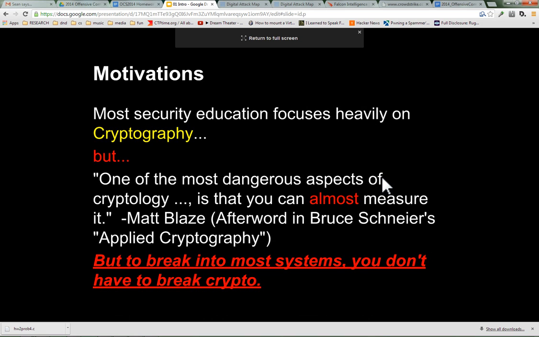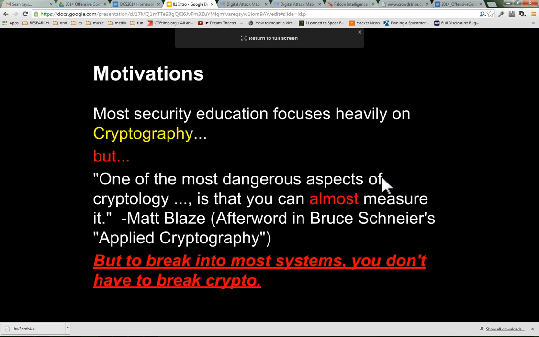Most security courses also focus very heavily on cryptography, which is important. It's very important. However, a really good quote that explains my opinion is that one of the most dangerous aspects of cryptology is that you can almost measure it. Cryptographic algorithms really rise to the top by standing the test of time. And that's it. You can find all sorts of different cryptographic algorithms that have fallen into obscurity, and there's no real way to measure how secure some are against others.